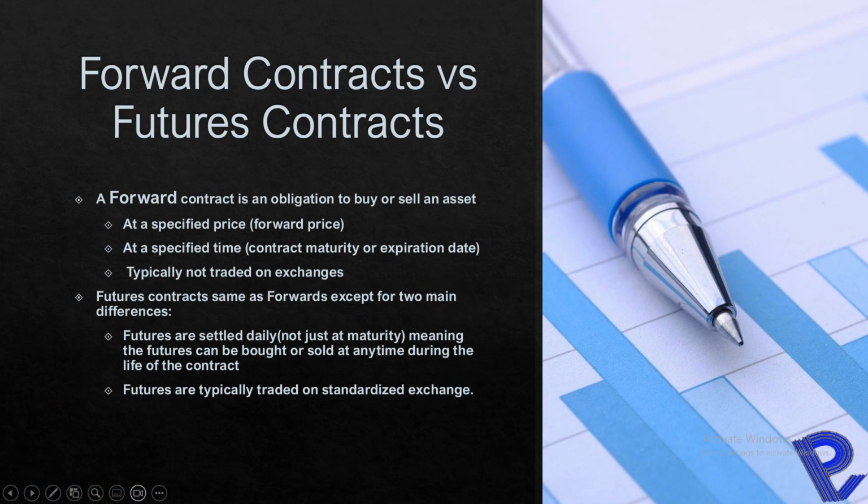Forward contracts versus futures contracts. A forward contract is an obligation to buy or sell an asset at a specified price, which is a forward price, at a specified date, which is a contract maturity or expiration date, and typically they're not traded on exchanges. Futures contracts, however, are the same as forwards except for two main differences. Futures are settled daily, not just at maturity, meaning the futures can be bought or sold at any time during the life of the contract. Futures are typically traded on standardized exchanges.